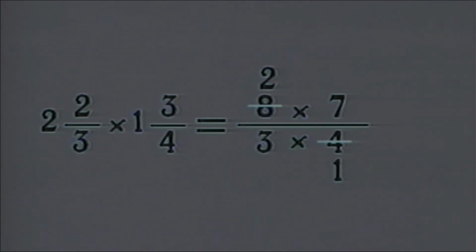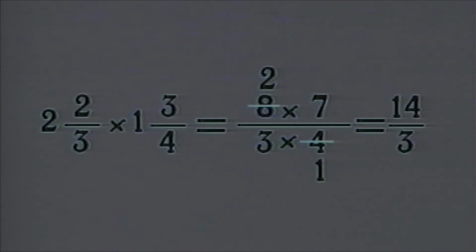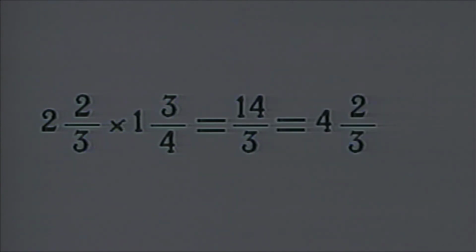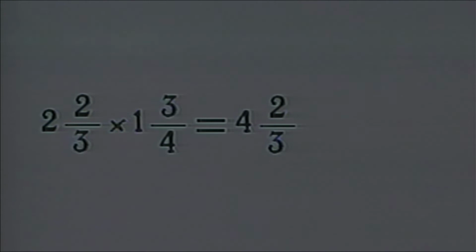The answer is 14 over 3, which is an improper fraction. This can be written as 4 and 2/3. So, 2 and 2/3 times 1 and 3/4 equals 4 and 2/3. Let's do a verbal problem.